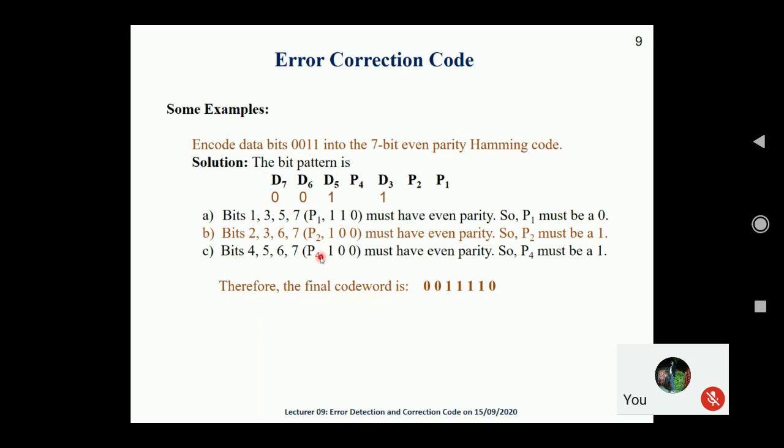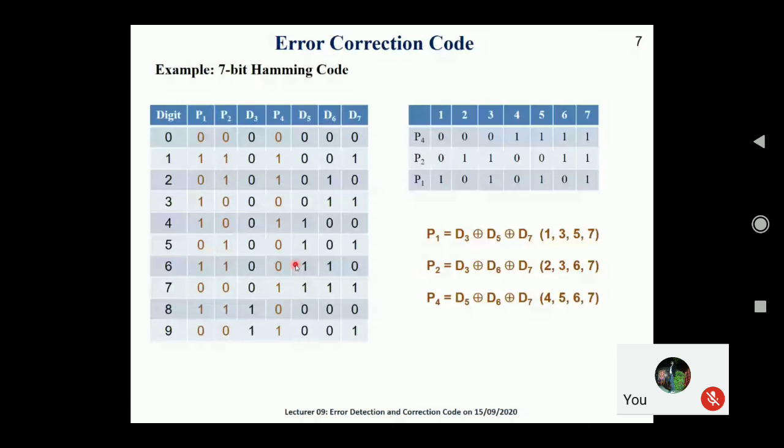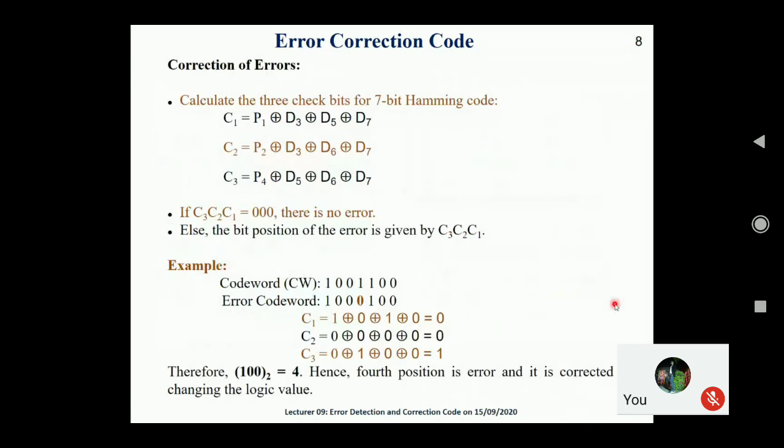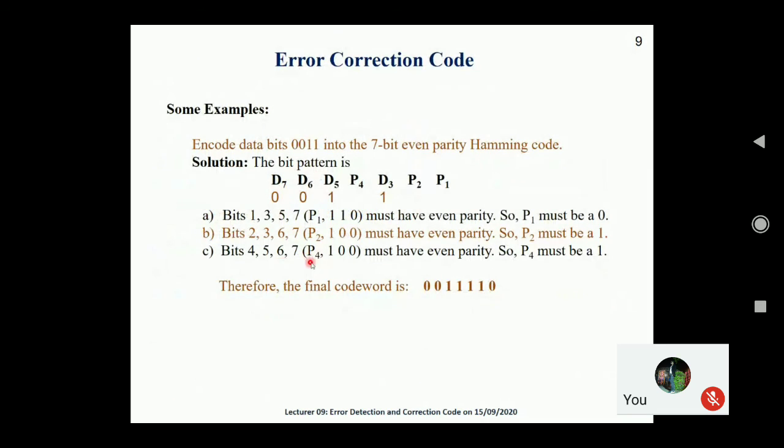And bit P4: 4, 5, 6, 7, because you know P4 covers 4, 5, 6, 7. P4 is captured by 4, and for the others, 5, D5 is 1, 6, D6 is 0, and D7 is 0. So 1, 0, 0. It is already odd parity. So P4 must be 1, so that it converts to the given parity. Now what happens? We can write D0.